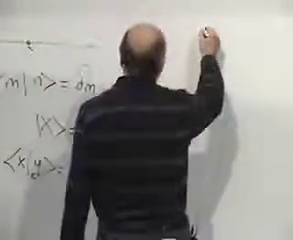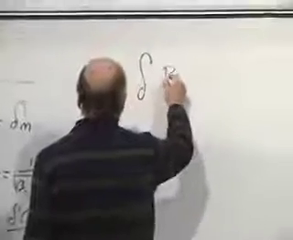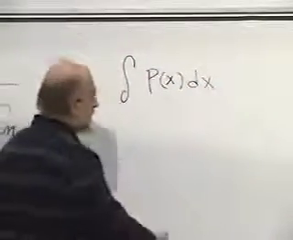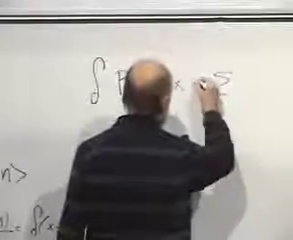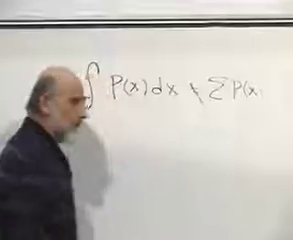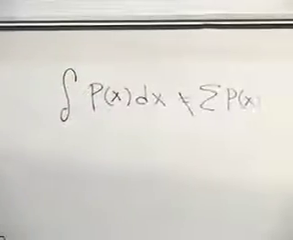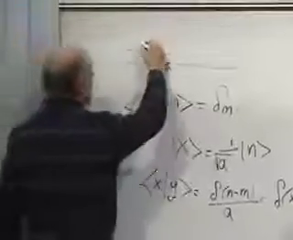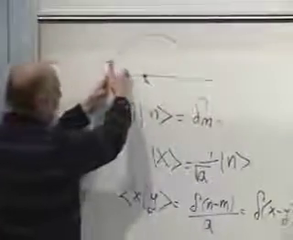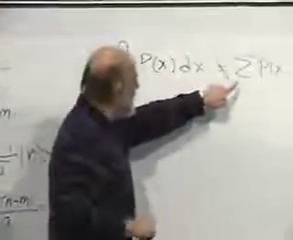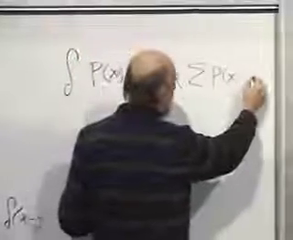When you integrate p of x dx, that's not really the sum. That's not equal to the sum of p of x. It's equal to the integral. What's the relationship between the integral of a function of a smooth variable and the corresponding discrete sum? Well, the answer is that the integral is the sum times delta x.